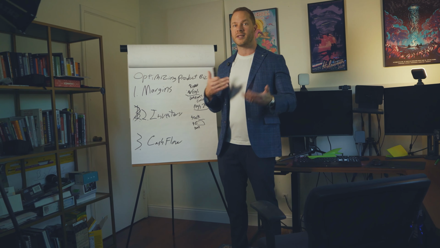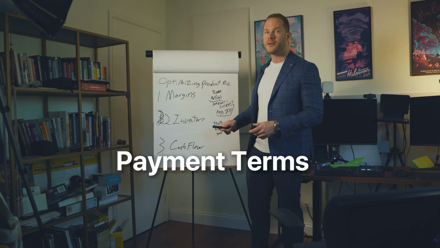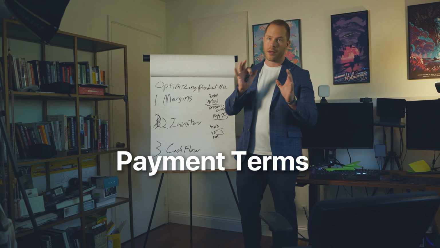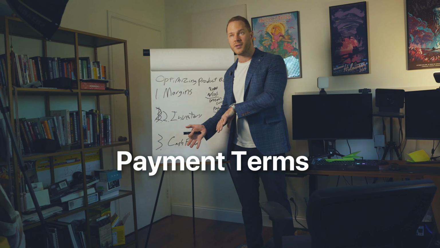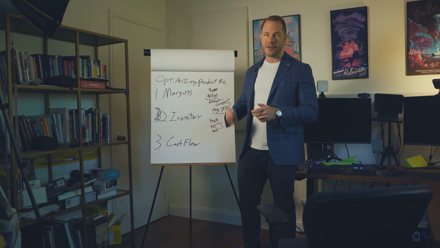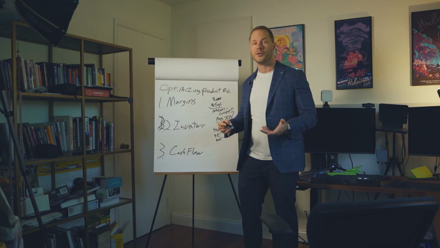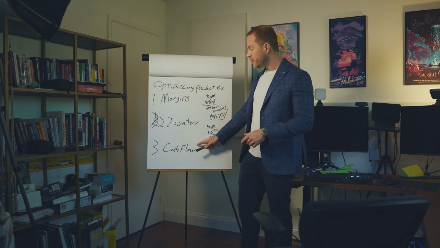The next thing is how long does it take to pay other people? What are your payment terms on your inventory? Are you paying it when it's due? Are you paying 30% now, 70% when it ships? Do you have creative payment plans set up with your vendors? Do you have financing like a line of credit? Do you have other things? There are multiple things you can do for cash flow.